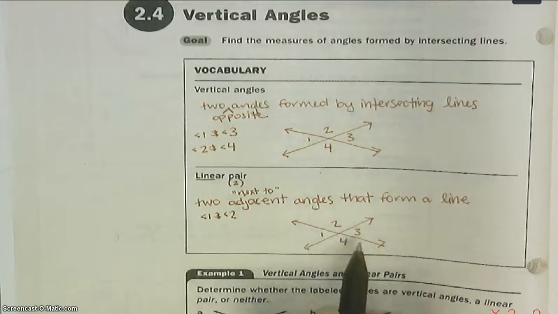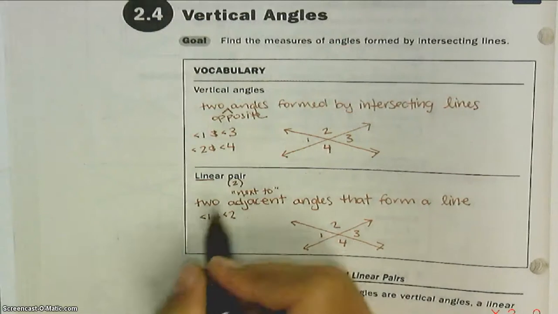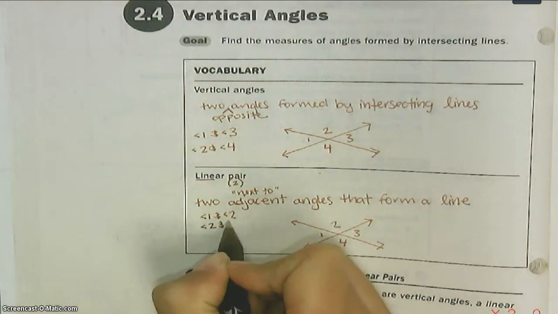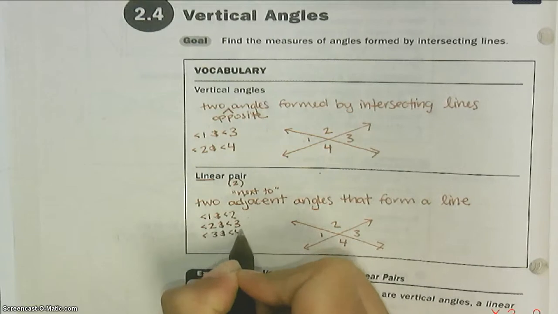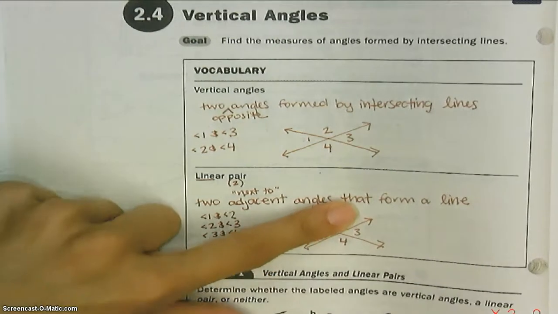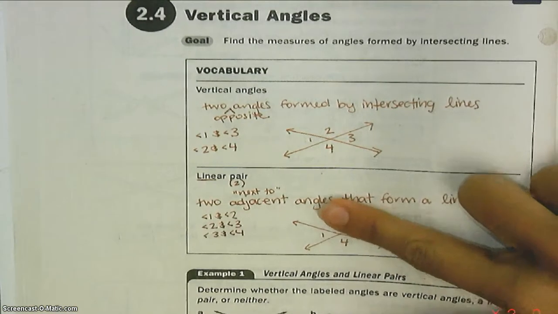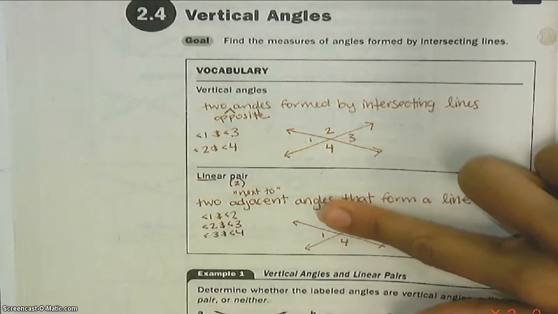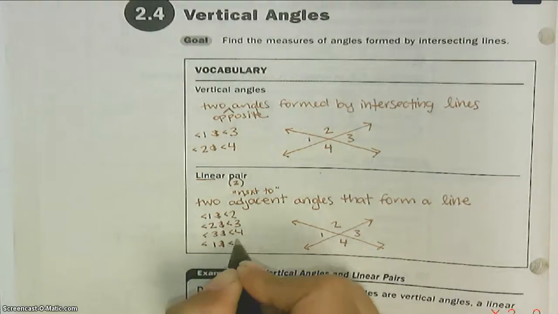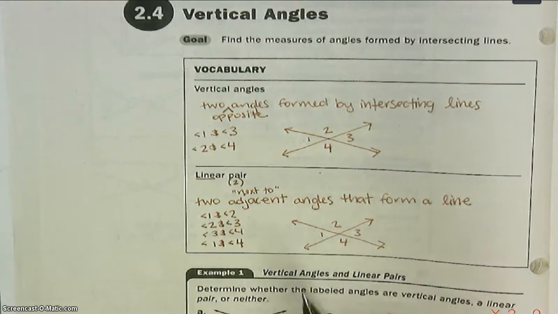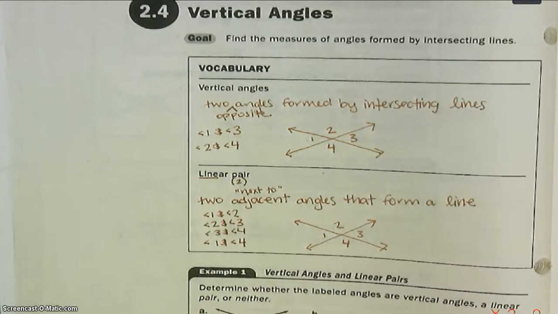Also look at 2 and 3. If I cover up the rest, 2 and 3 form a line. Similarly, 3 and 4 form a line. You can see that. And so do 4 and 1. If I cover up the other angles, 4 and 1 make a perfectly straight line all on their own. They have to be next to each other. They have to share a side and a vertex. So let's do some practicing with these definitions.